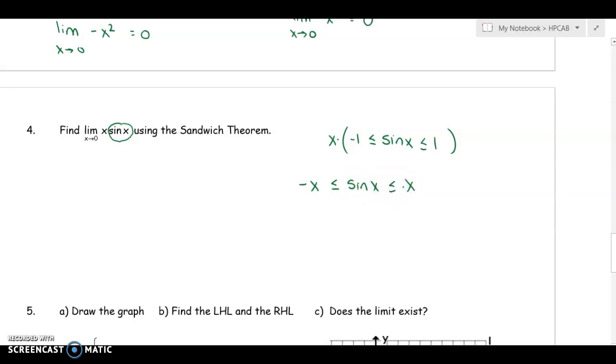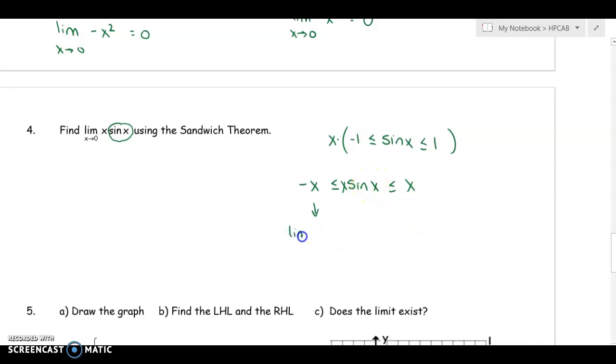All right, so we currently have this function, I forgot the x, we currently have this function that is sandwiched in between -x and x. We're going to take the limit of both sides, and they should equal the same value, and then we can conclude that the middle function here also has the same limit.